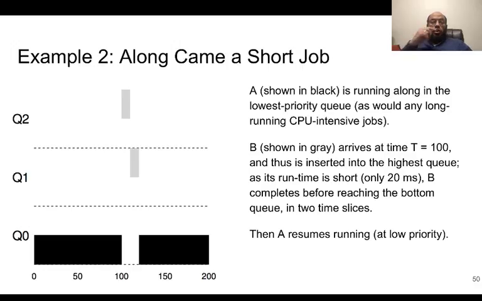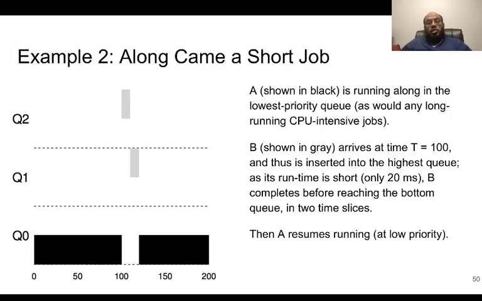when it arrives. So A has been running for 100 time units, and then B arrives, gets scheduled right away, because, well, we assume it's a short job, and then it runs. And since the time quota in this example is 10 milliseconds, then after 10 milliseconds you demote it from Q2 to Q1, and you run it again for 10 milliseconds.